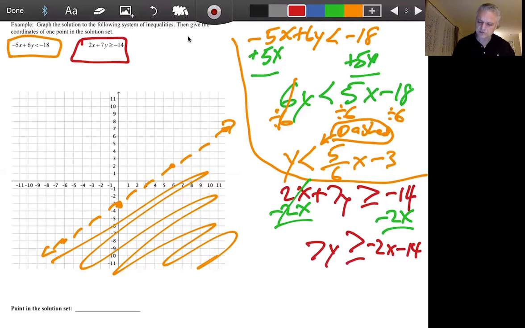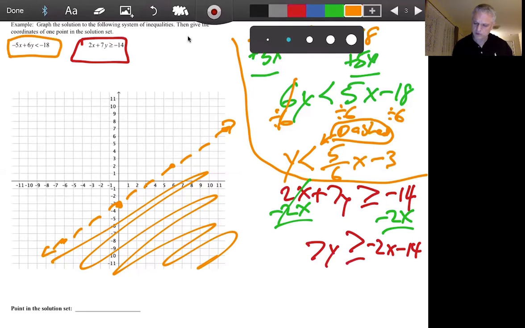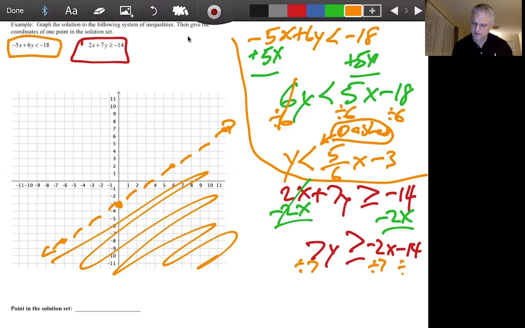Final thing I need to do, I'm going to divide by 7, divide by 7, divide by 7. So 7 divided by 7 is 1y. I divided by a positive number, so I'm not going to change my inequality symbol. Negative 2 divided by 7 is negative 2 sevenths. Bring your x down. Minus 14 divided by 7 is minus 2.